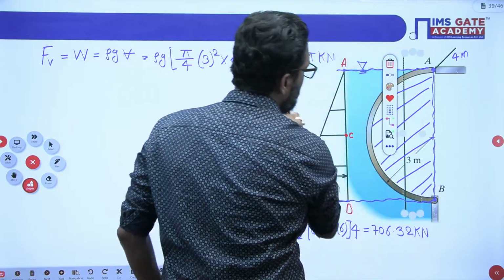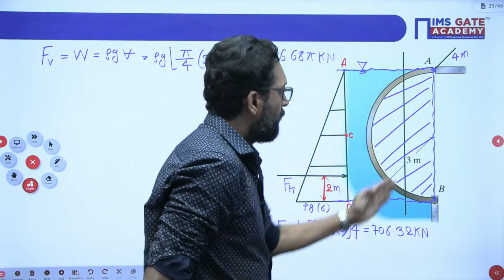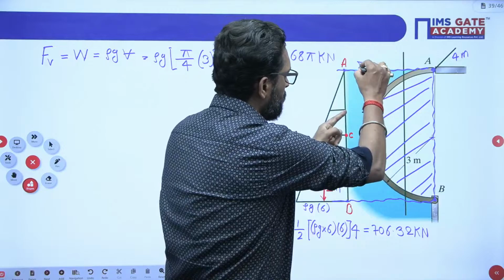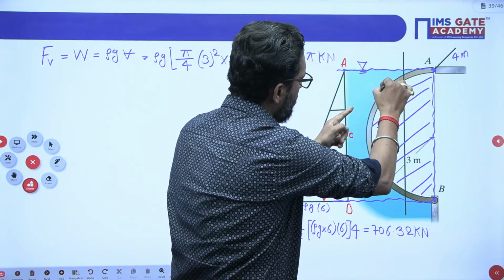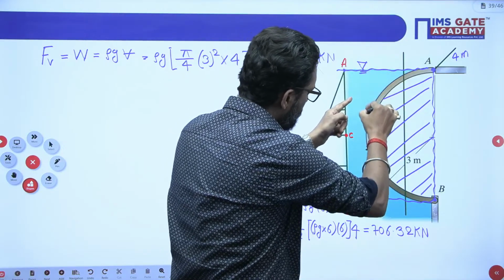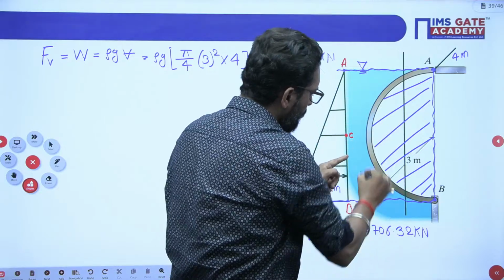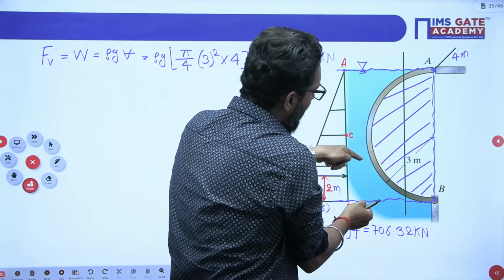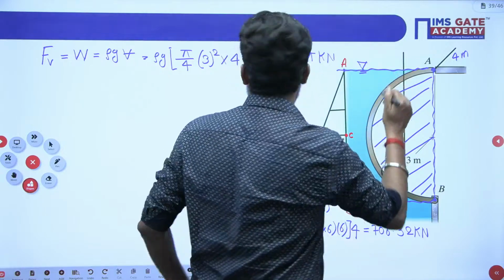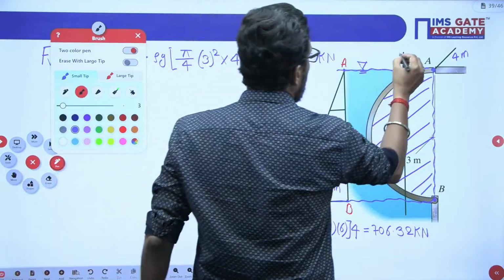Now, my dear, this vertical force is in the upward direction. Why? Because here we have taken a resultant force. So the resultant force at this point, vertical, is downward. Here we take a resultant force, vertical is upward. So this vertical upward is higher than this vertical downward. So net it is in the upward direction.